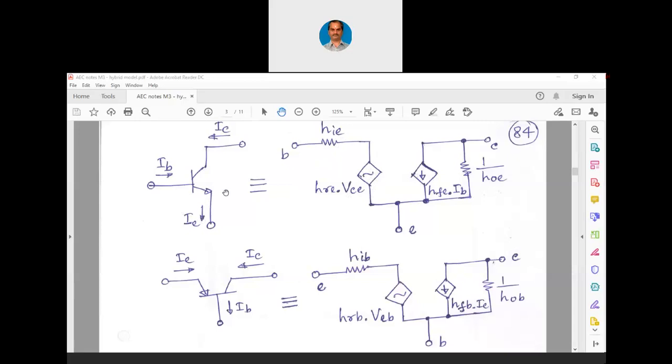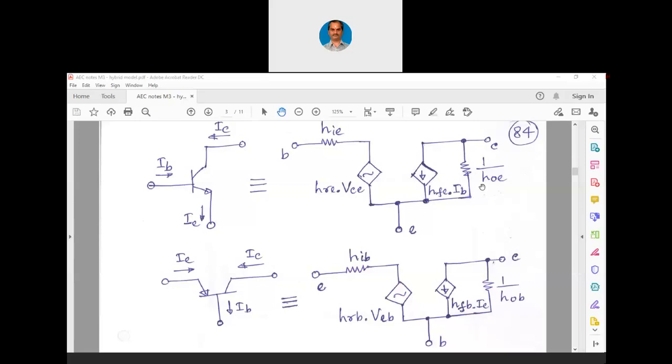Now at the output side, we have this current gain IC by IB. We can write it as HFE into IB. Now this is the forward transfer current ratio. And then from collector to emitter, we have one admittance here, and that admittance is named HOE. So it can be written as impedance as 1 over HOE.